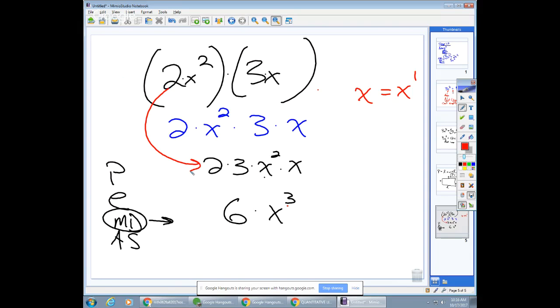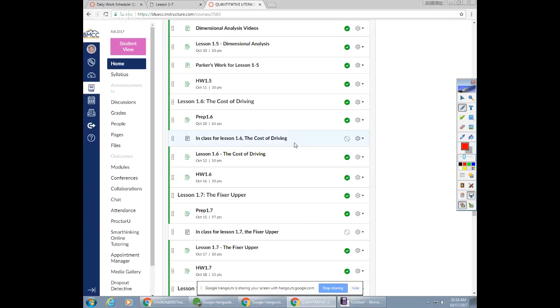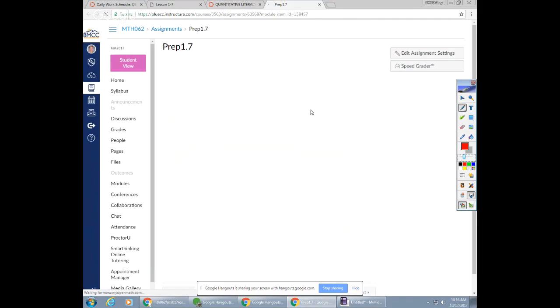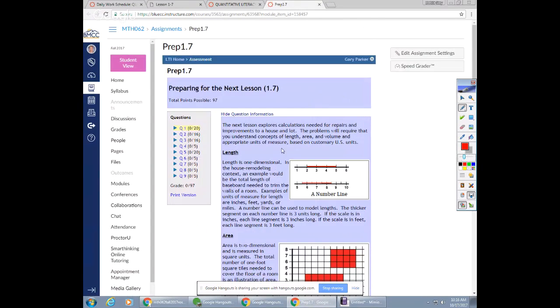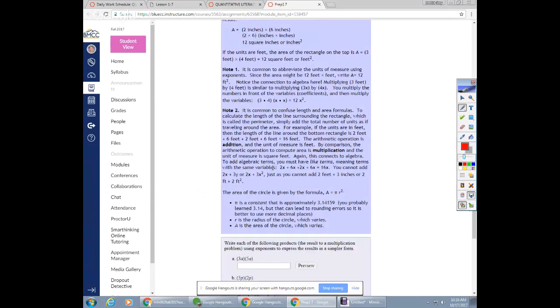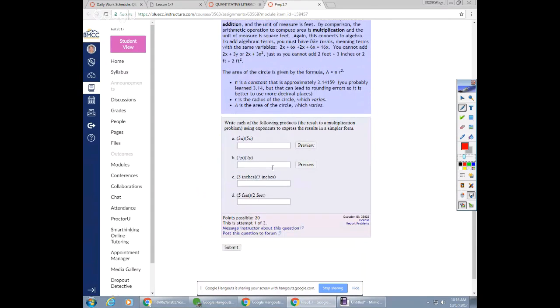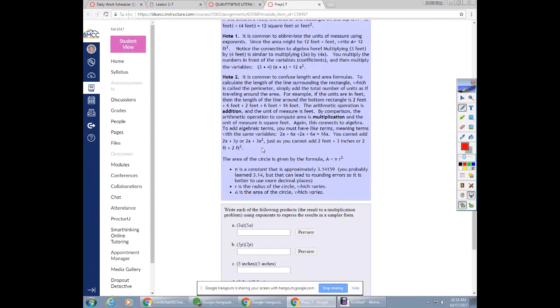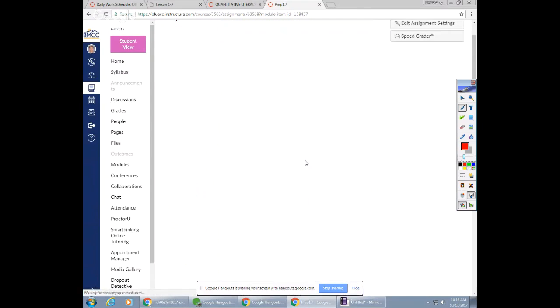All right, so those I noticed were kind of tough problems on the prep. Were there some other ones? Let's bring that prep up here now. Prep 1.7, right? Am I in the right place? Yeah, prep 1.7. Okay, so this just talks about square feet. You should read that if you haven't. All right. So that one wasn't too bad. We kind of just talked about that.